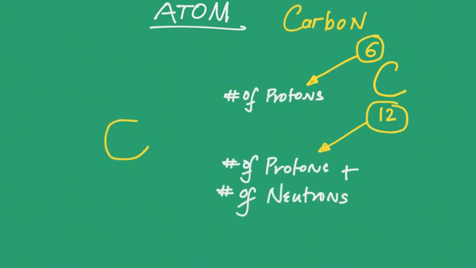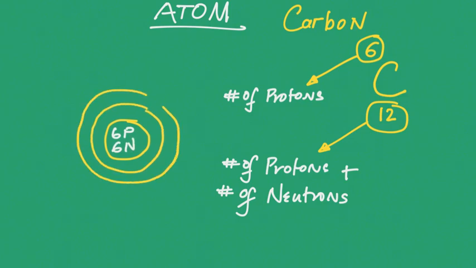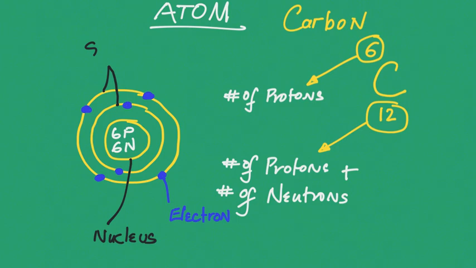We can use this information to draw the atom. The protons and neutrons are in the nucleus, 6 protons and 6 neutrons, and the 6 electrons are located in the shells. The first shell can only hold up to 2 electrons, and so the remaining 4 electrons are in the second shell. And the nucleus contains the weight of the atom because the protons and neutrons are much heavier than the electrons which are in the shells.